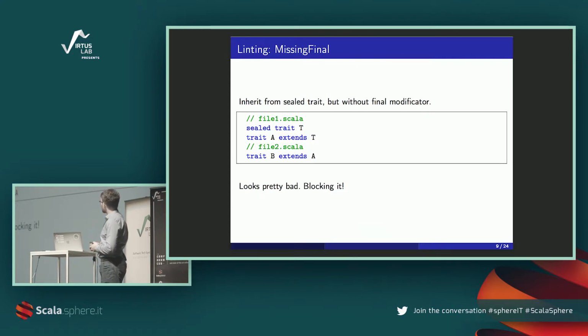It's a rule called MissingFinal. So consider the following situation. We have a sealed trait in one file, and another trait A that extends from that sealed trait. And we can extend from that trait A in another file. So we have trait B that inherits from the sealed trait, but in another file, in file 2, and it looks quite bad. So we are blocking it.